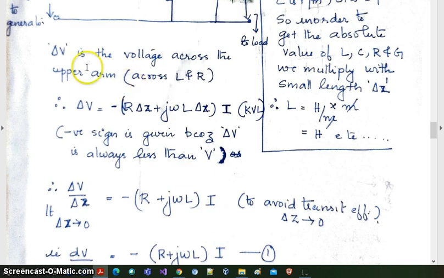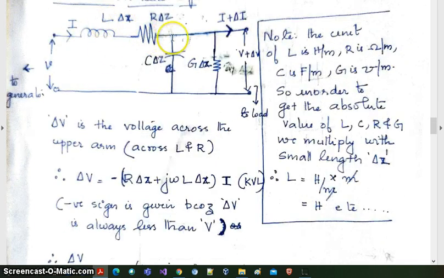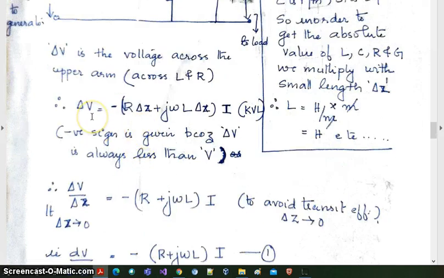So now you know the voltage across series components varies, right? Across a series connection, the voltage will be different, and you know here in this particular figure L and R is connected in series. So I am going to write the KVL for that series connection. So I can write del V. Del V is the change in potential, that is equal to minus R into del Z plus the reactance of our inductor is j omega L into del Z, the whole into I. Now you can see a minus sign. This minus sign indicates that the output voltage will be lesser than the input voltage.